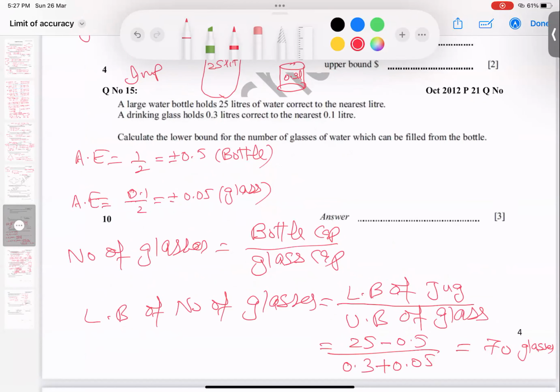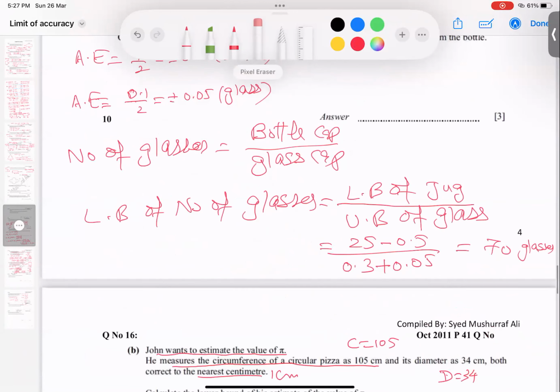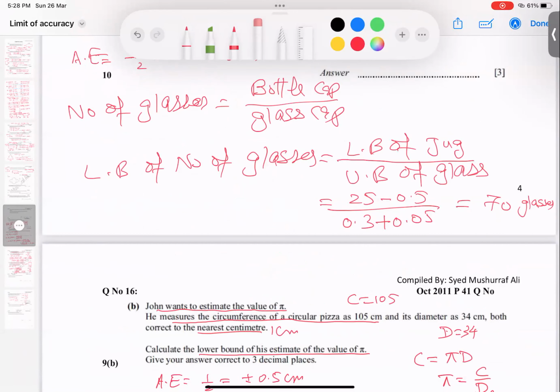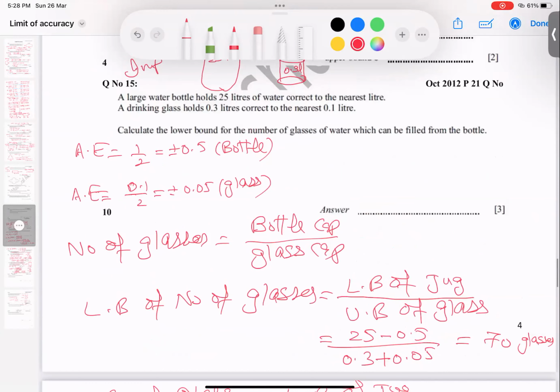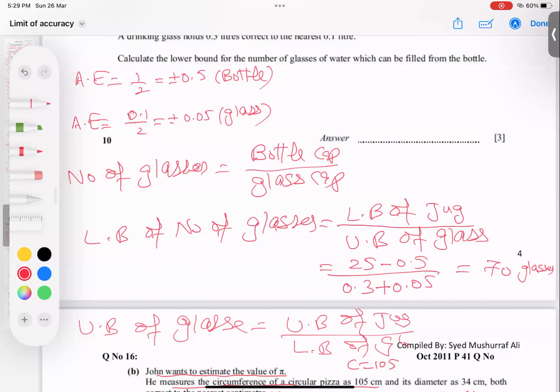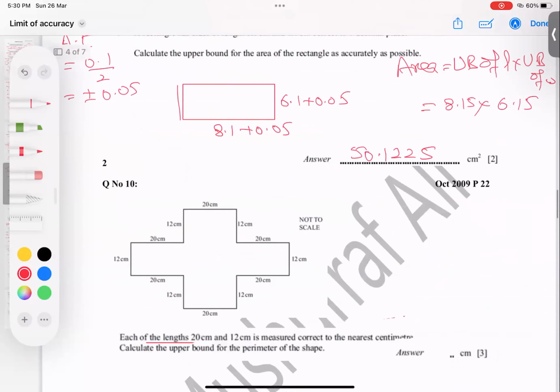But suppose the examiner asks not the least number of glasses but the largest. So what is the upper bound of glasses I can make? The formula will turn to the upper bound of the number of glasses. If lower comes here, then upper comes there, reverse. Now if you're looking for the upper bound, what to write in the formula? Upper bound of jug divided by lower bound of glass. I hope you can understand very well, and the concept is very clear. Let's finalize the topic.